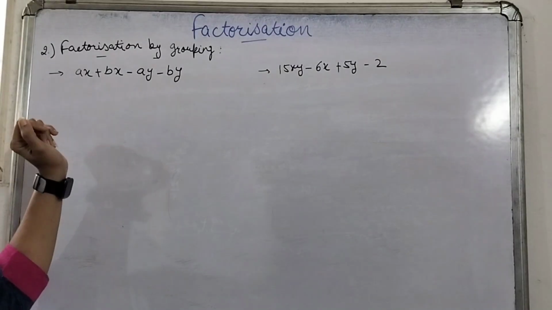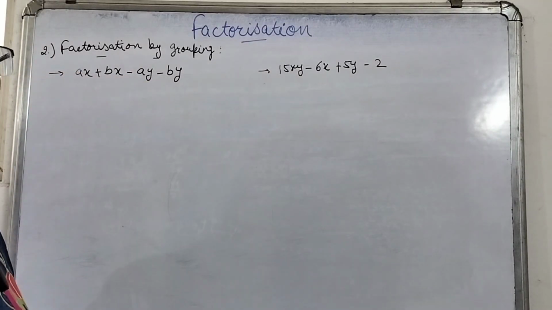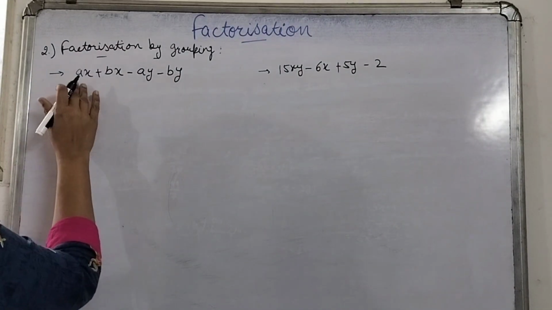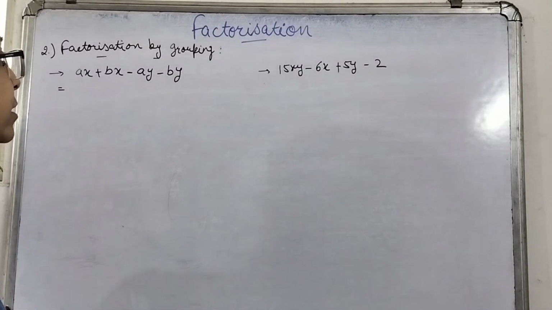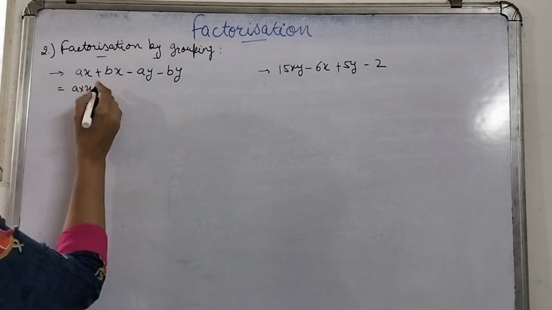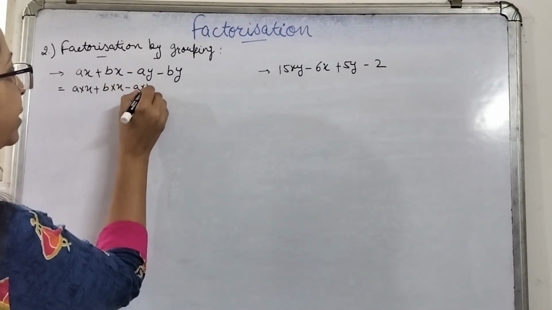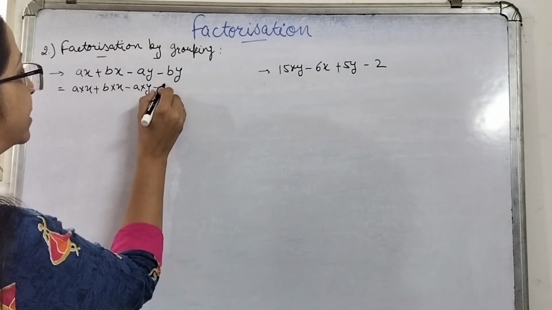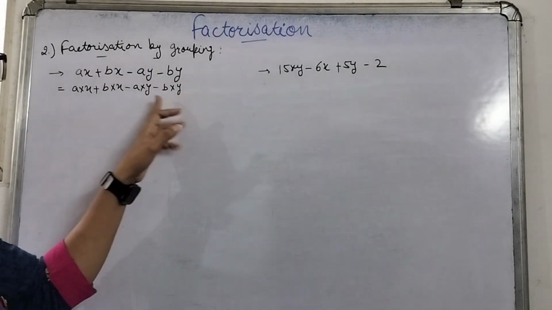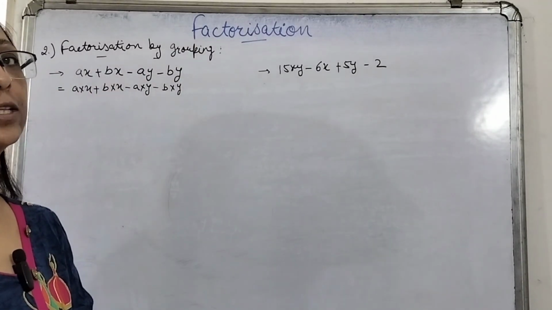So the first example we have taken: we have to factorize ax plus bx minus ay minus by. First of all, we will check whether there is a common factor in all four terms or not. ax can be written as a multiplied by x, bx as b multiplied by x, ay as a multiplied by y, and by as b multiplied by y. If we look at the factors of all the terms, we can see that there is not even a single factor which is common in all the terms.